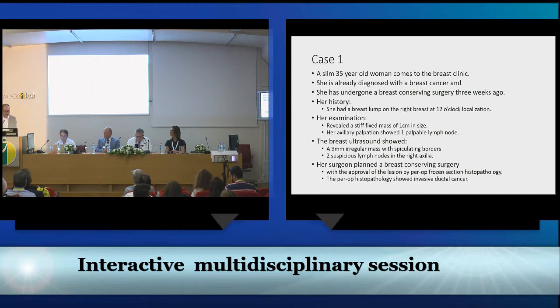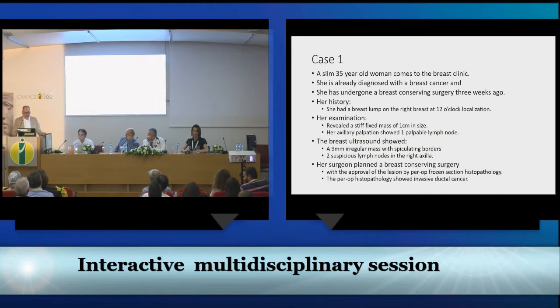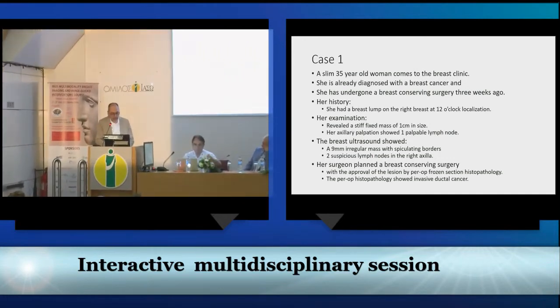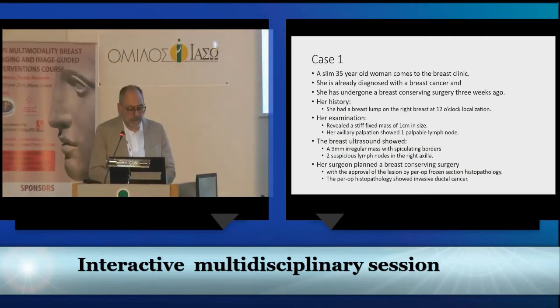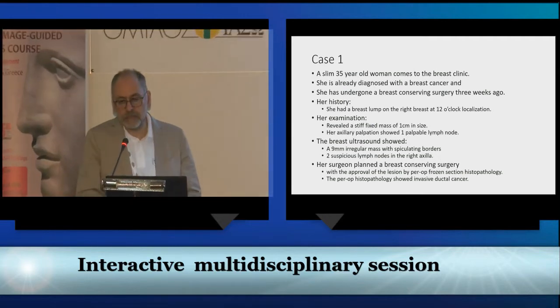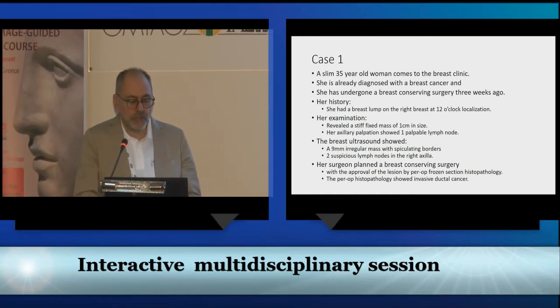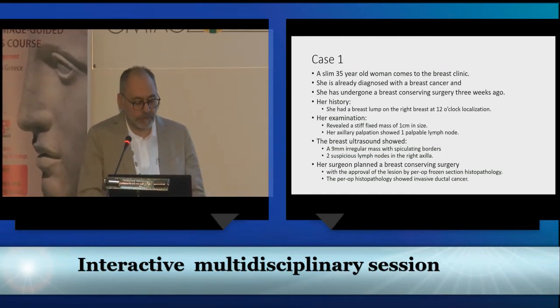She's a 35-year-old woman who comes to the breast clinic. She is already diagnosed with breast cancer, and she underwent breast conserving surgery 3 weeks ago. Her history: she had a breast lump on the right breast at 12 o'clock localization. On examination, she had a stiff, fixed mass of 1 centimeter in size. Her axillary palpation showed 1 palpable lymph node.